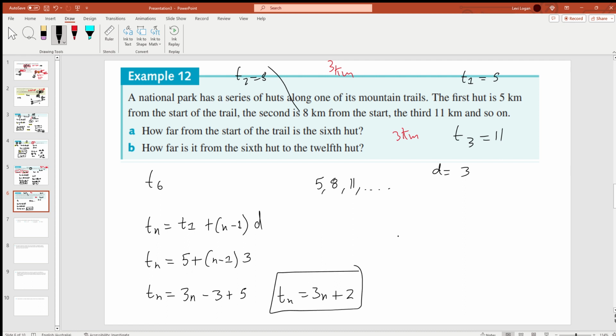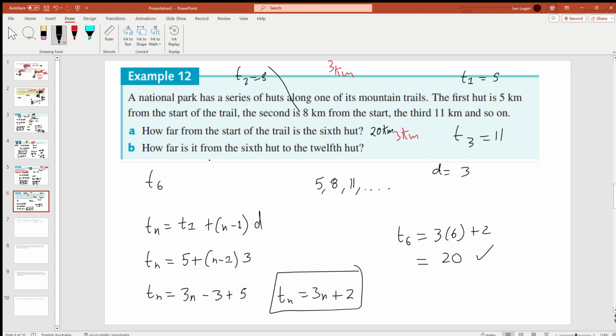So if you want the 6th term, you plug in 6. 3 times 6 plus 2 is going to be 20, I believe. Because, yeah, 3 times 6 is 18 plus 2. Yep, that's 20. Right, so it will be 20 kilometers from the start. Okay.